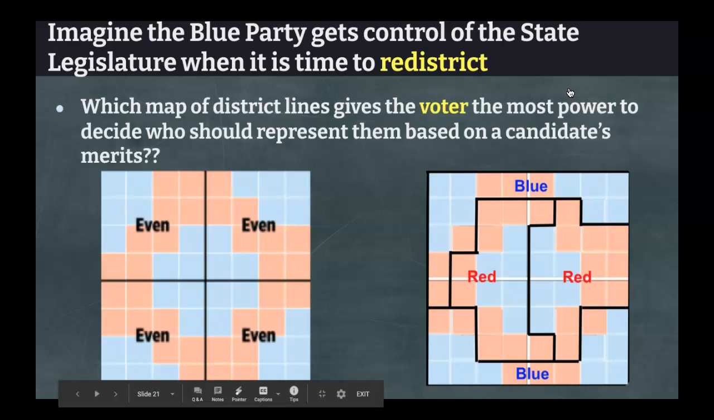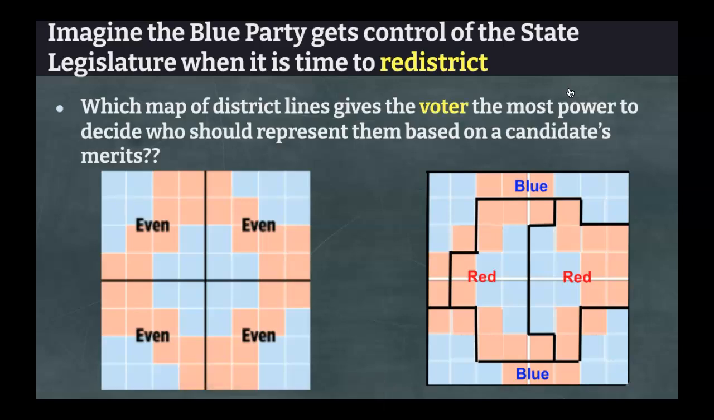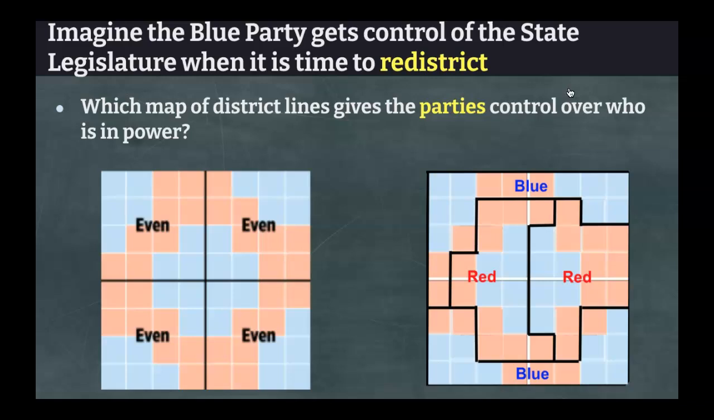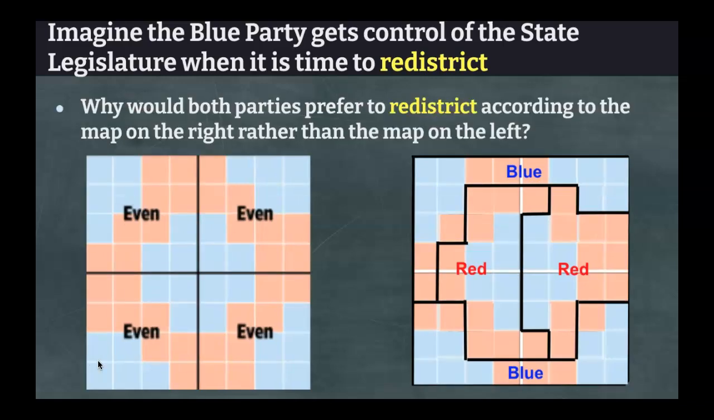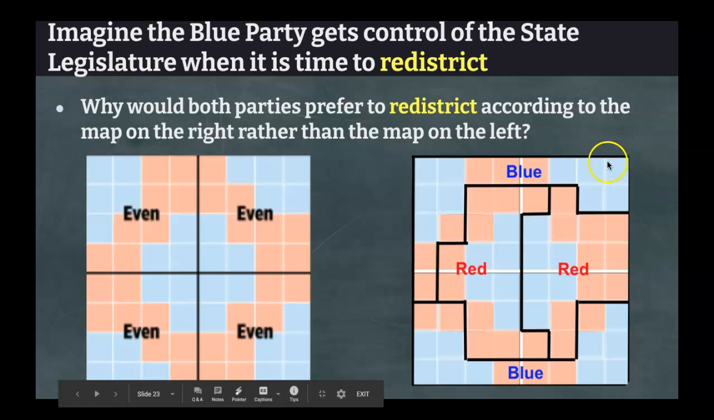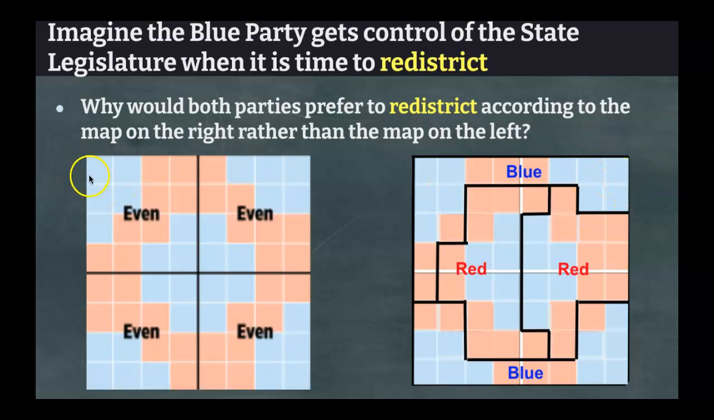Which map of district lines gives the voter the most power to decide who should represent them based on a candidate's merits? Which map of district lines gives the parties control over who is in power? Why would both parties, the red and the blue party, prefer to redistrict according to the map on the right? Why would parties prefer this map rather than the map on the left?